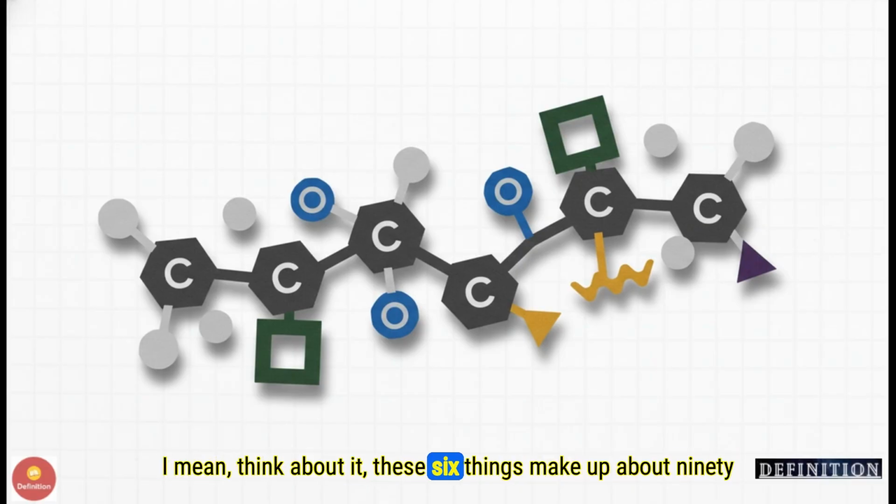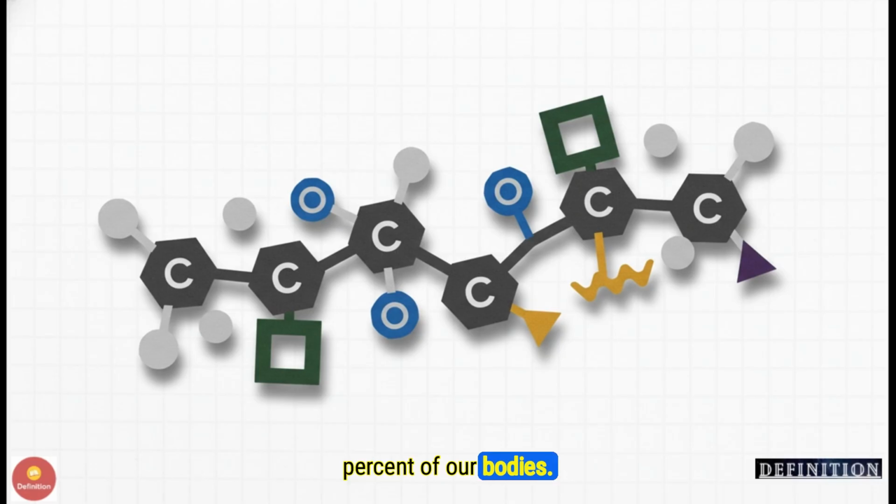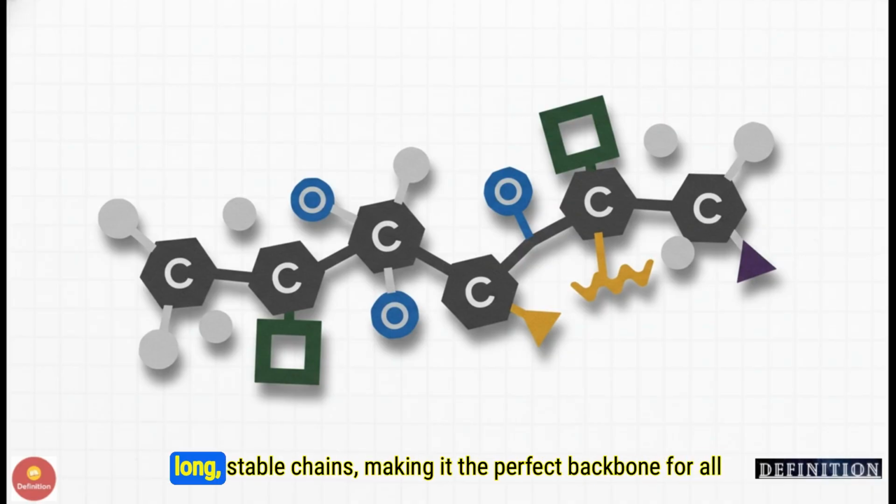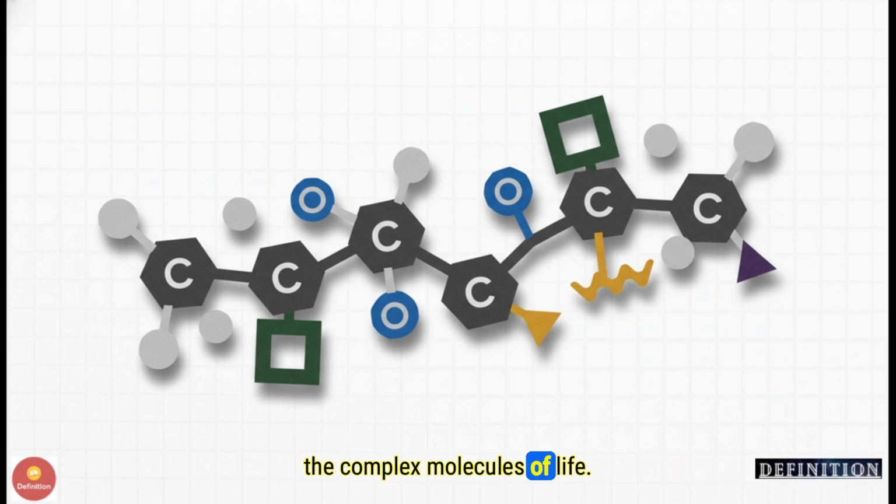I mean, think about it. These 6 things make up about 90% of our body's dry weight. And out of all of them, carbon is the real star. It's the ultimate connector, with this amazing ability to form long, stable chains, making it the perfect backbone for all the complex molecules of life.